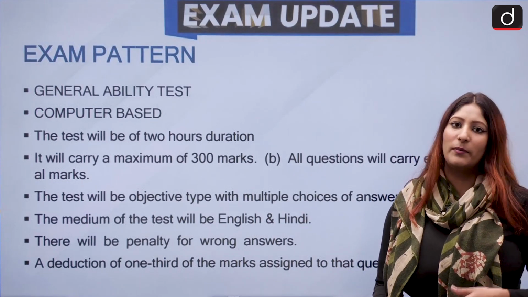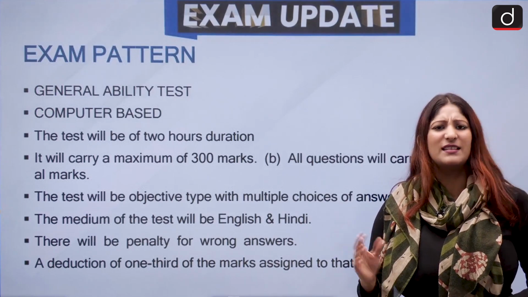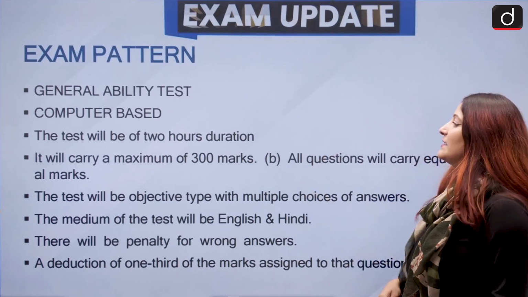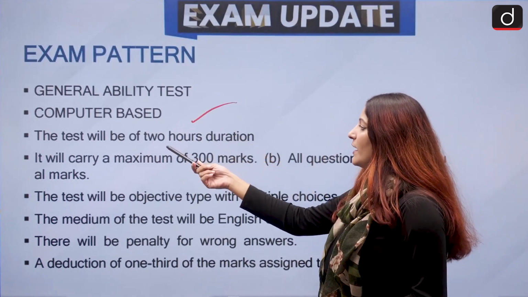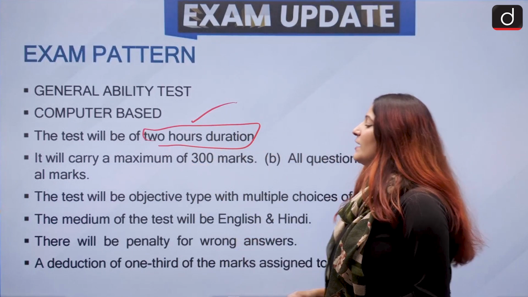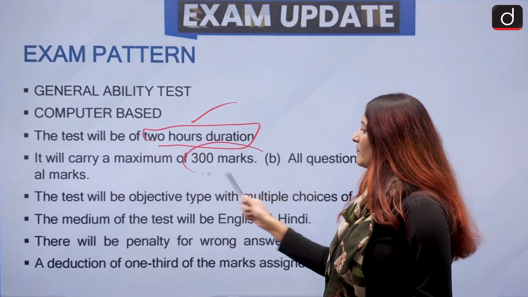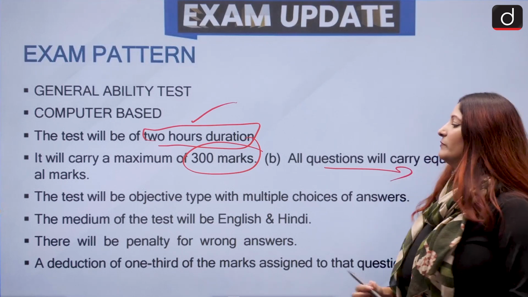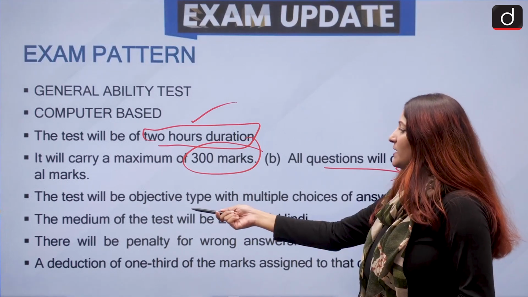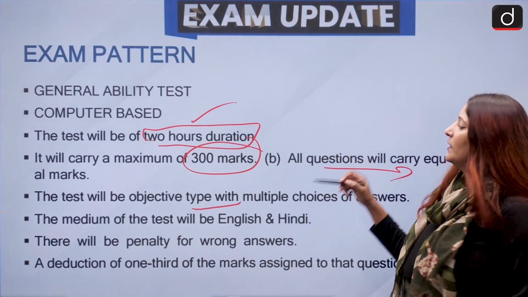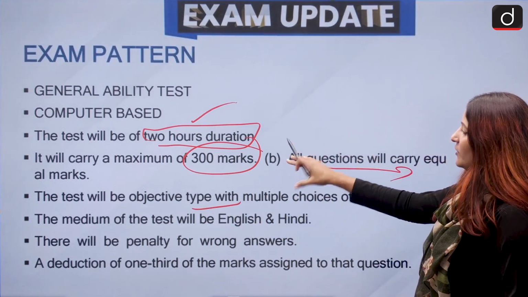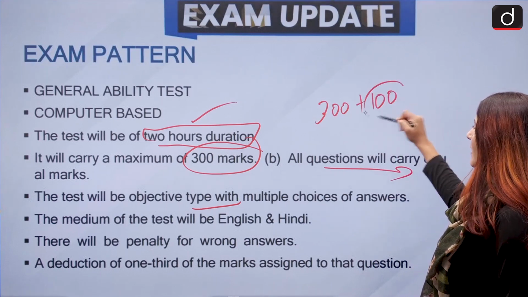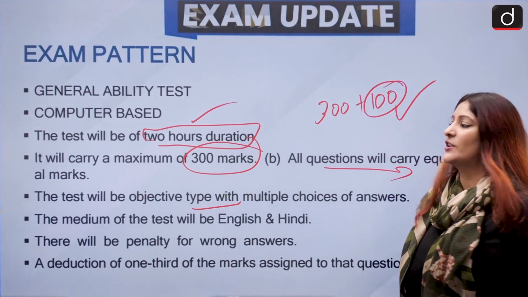So given the population, be ready for the recruitment test. It is known as the general ability test and it is a computer based test. It will be of 2 hours duration, carrying 300 marks, and all the questions will carry equal marks. The test will be objective type, and mind you, it is of 300 marks and the interview will be of 100 marks, where you will have to qualify the minimum threshold.